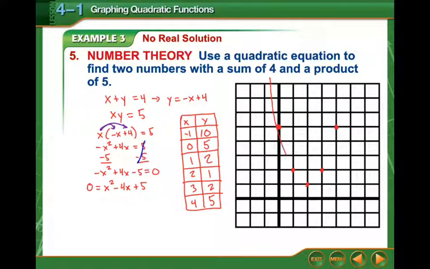So this is our graph. So that is a problem. It doesn't cross the x-axis. So that means there are no real solutions.